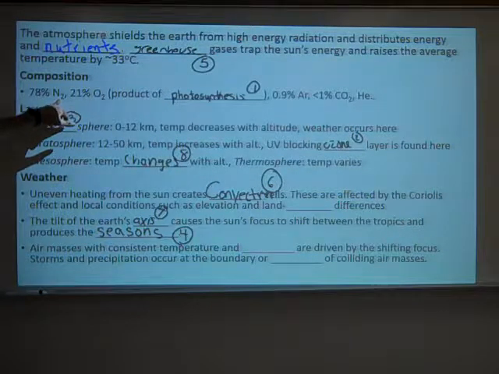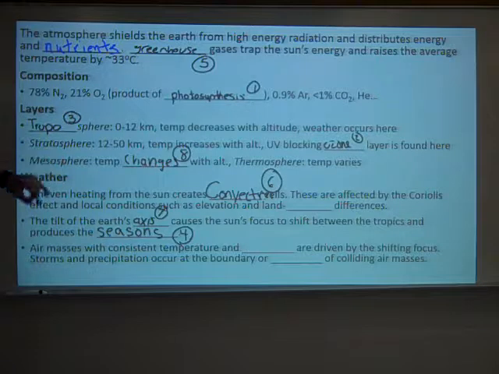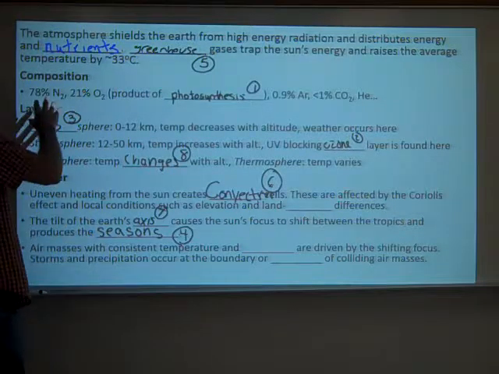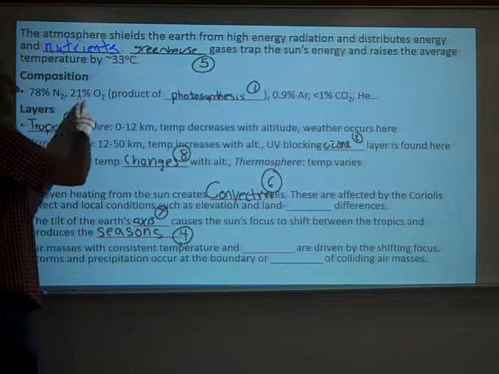But much of that is not available for living organisms, even though we need nitrogen. There are bacteria that can convert this, and we'll go into more details later about how that whole process works. But for the most part, that nitrogen just kind of hangs out in the atmosphere. And then we have 21% oxygen.